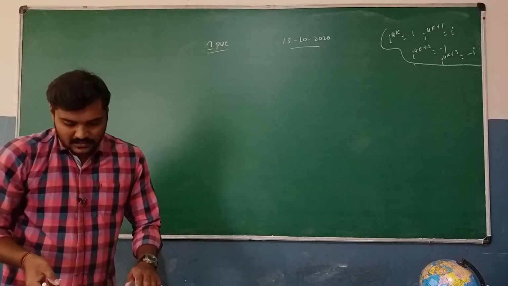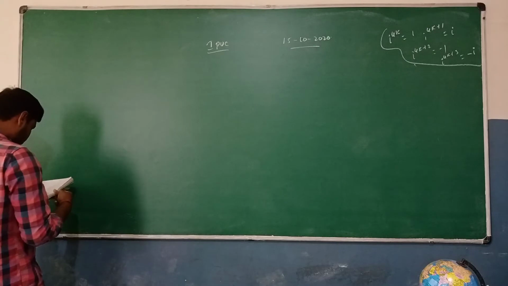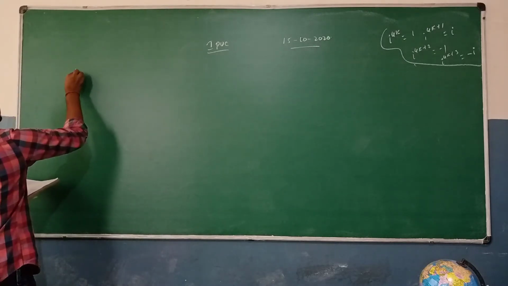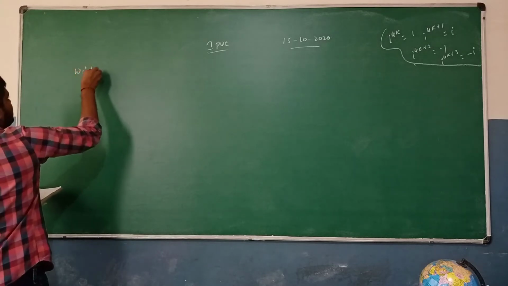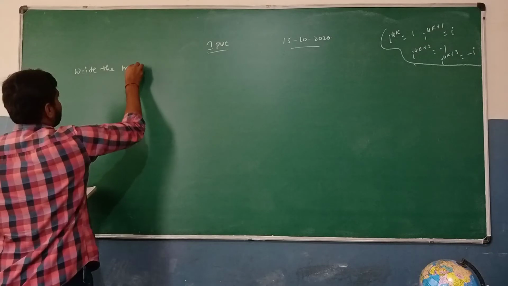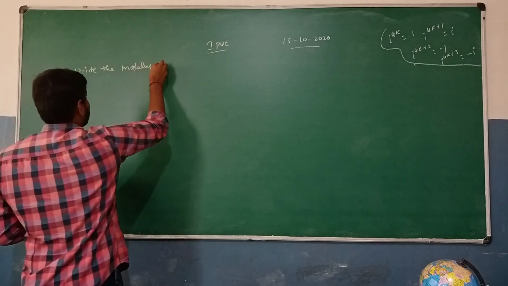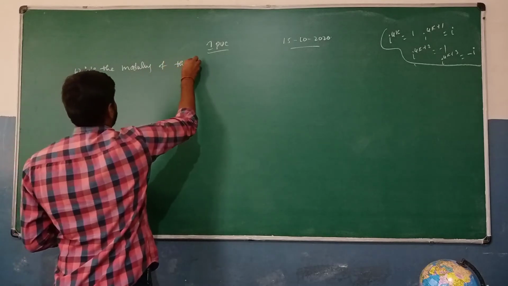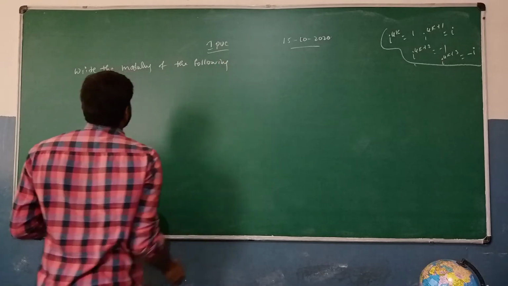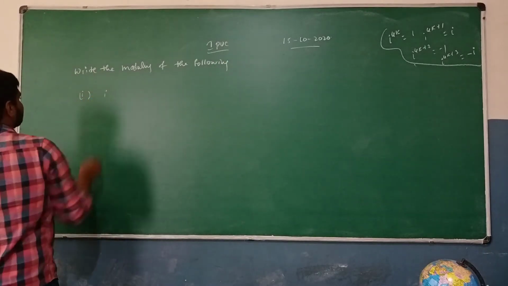So then the question is related to the modulus of a complex number. Write down the modulus of the following. The first one is i.